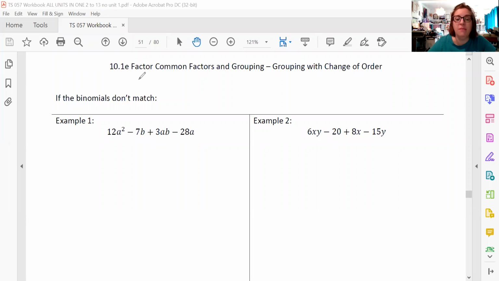10.1e, factor, common factors and grouping. Grouping with a change of order.